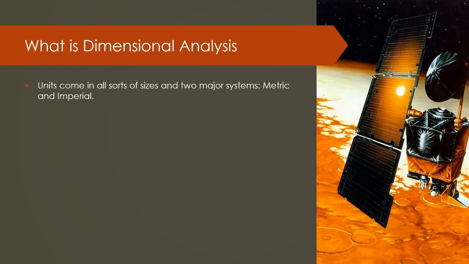So what you have is really two major systems of measurement that we're going to be using. Metric system you're probably less familiar with than the imperial system. If I said miles per hour, you'd probably have a better idea of how fast that was as a measurement of speed than if I said kilometers per hour.